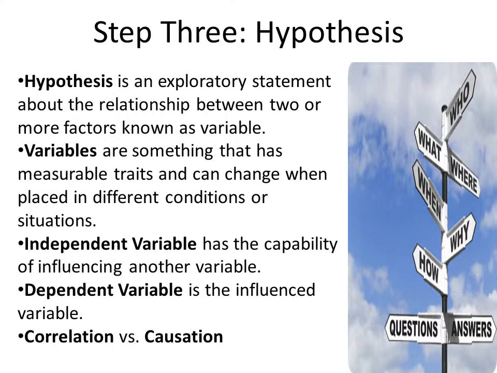Now that we have defined the problem and completed our literature review, we are ready to face step 3 of our research project, which is formulating a hypothesis. A hypothesis is an exploratory statement about the relationship between 2 or more factors known as variables. A variable is something that has measurable traits and can change when placed in different conditions or situations.